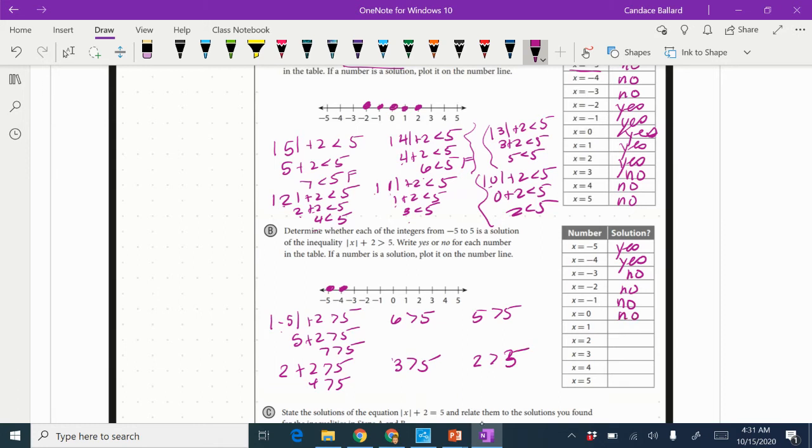And then these ones, we're going to just follow that same pattern up just like we did before. So the absolute value of 1 is 1, plus 2 is 3, which is not greater than 5. So we're going to keep following that pattern, and I'm not going to get yeses again until I hit the 4.